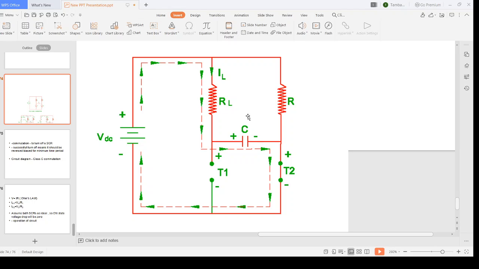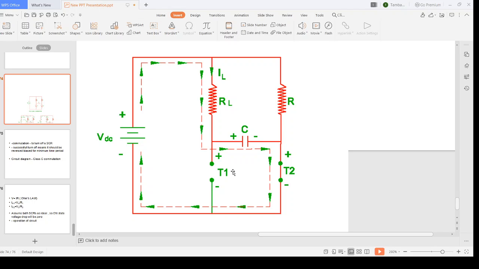Because of this polarity, thyristor T1 will be reverse biased. Listen carefully. Because of this polarity, thyristor T1 will be in reverse bias mode. We know that when a thyristor is in reverse bias mode, it is in off state. So the voltage on capacitor C will reverse bias SCR1, and this SCR1 will be turned off.